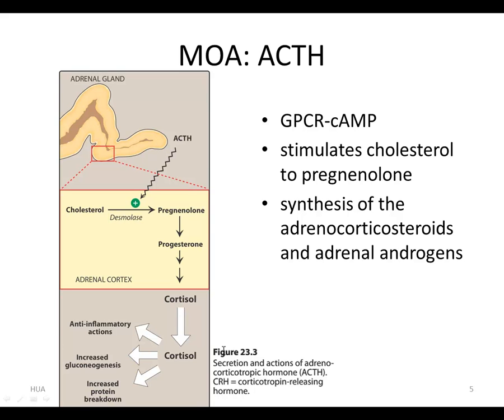The target organ of ACTH is the adrenal cortex, where it binds to specific receptors on the cell surfaces. The occupied receptor activates G protein-coupled processes to increase cyclic AMP, which in turn stimulates the rate-limiting step in the adrenocorticosteroid synthetic pathway from cholesterol to pregnenolone. This pathway ends with synthesis and release of the adrenocorticosteroids and adrenal androgens.